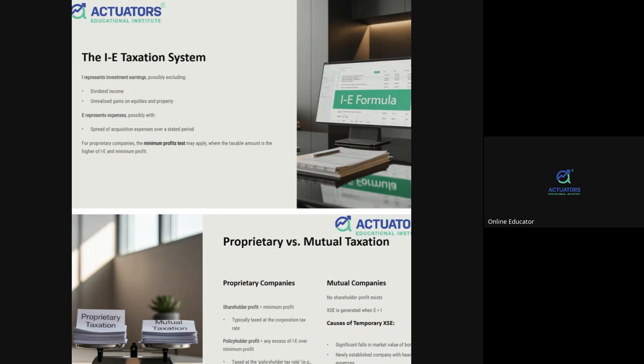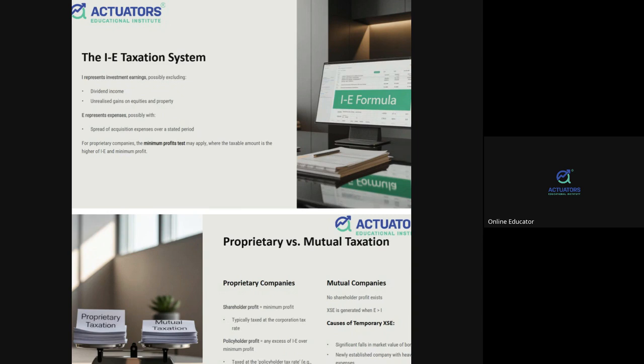Okay. So far, so good. Any questions? Is this minimum profits test clear to everyone? Yeah. Cool. The next thing that we need to talk about when it comes to the I minus E taxation system is something called excess E, often also abbreviated as XSE.